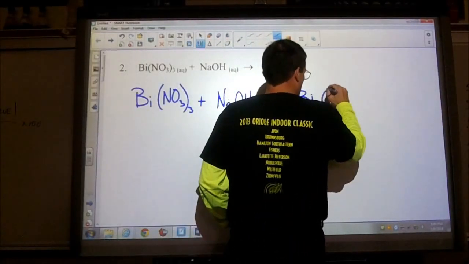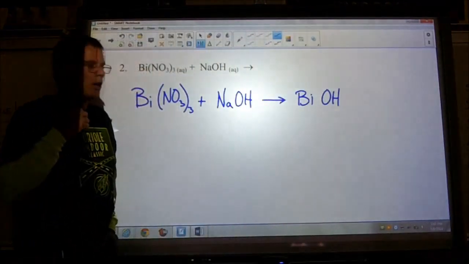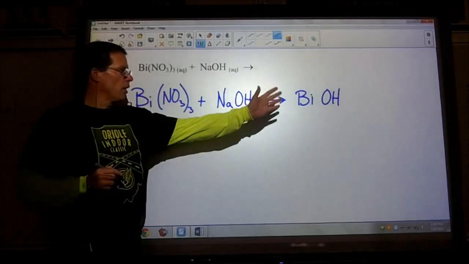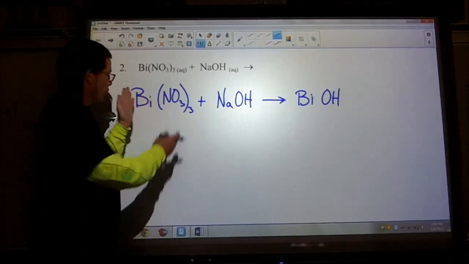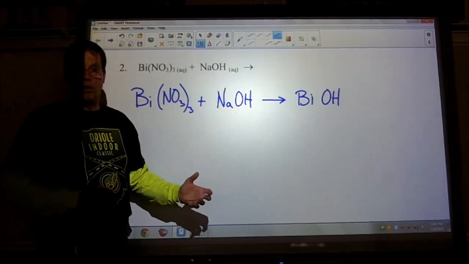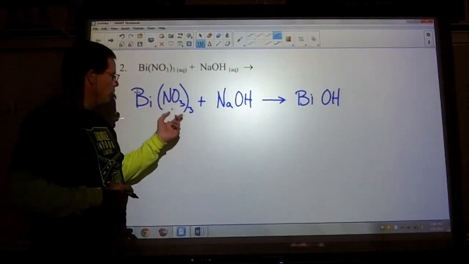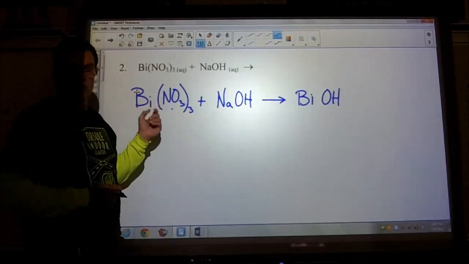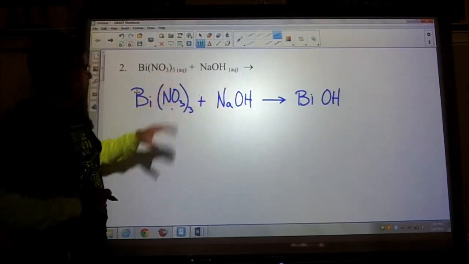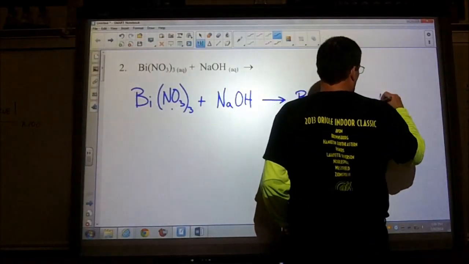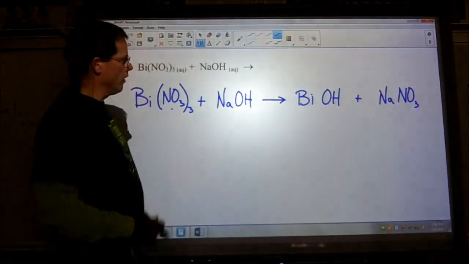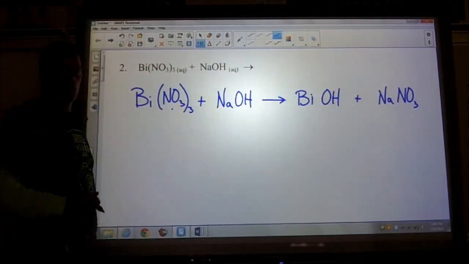Don't worry about charges. The last thing you want to start doing is bringing over subscripts. The only time you bring a subscript over from this side to the other is if it's a polyatomic. If you see parentheses, you never carry that parenthesis over, because that parenthesis is significant for this compound. All right, so we have our bismuth with our hydroxide. Now we're going to write sodium with the nitrate. Just write one of each. Don't bring this parentheses 3 over.